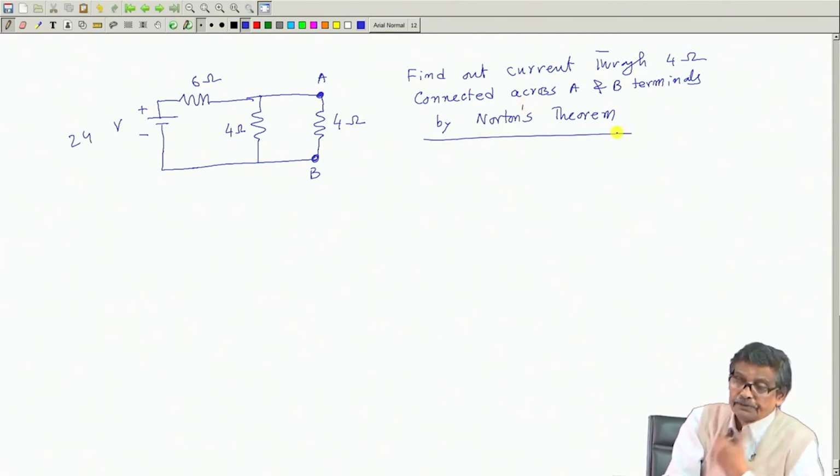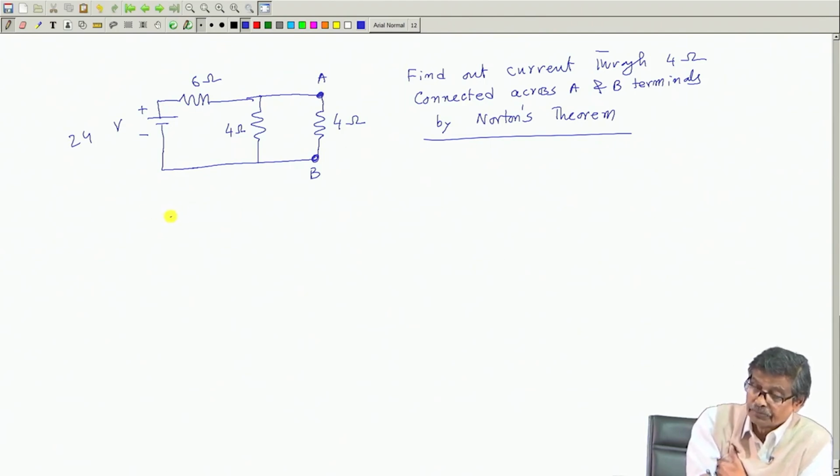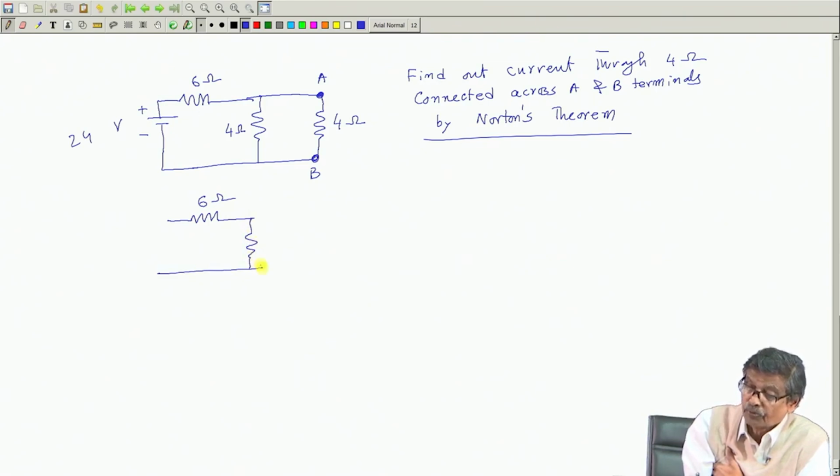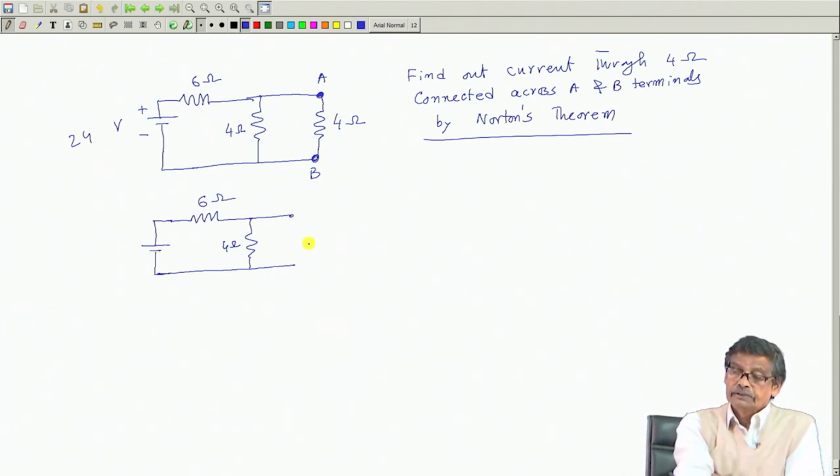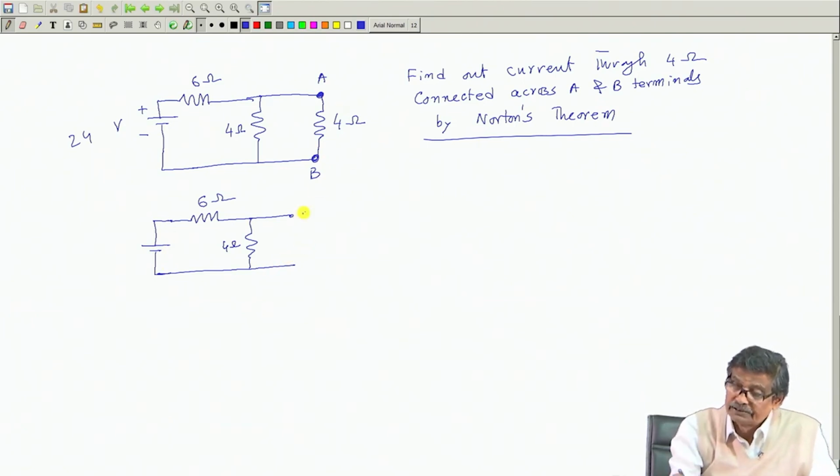So, what is the first step? First step is you find out the short circuit current. So, what you have to do? 6 ohm is there, 4 ohm is there. Then across AB, you have to put a short circuit, is not? So, remove this 4 ohm resistance and put a short circuit, and you have to calculate this current.